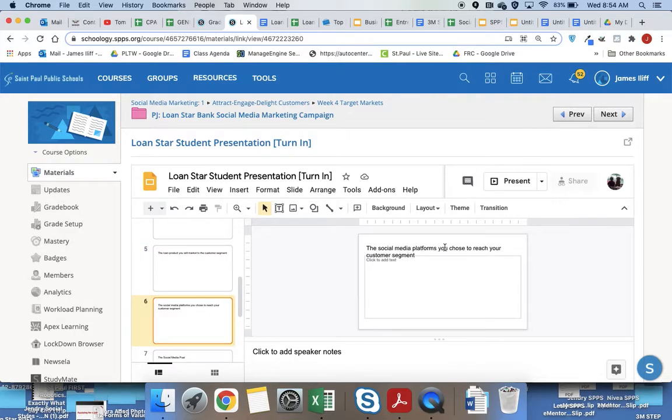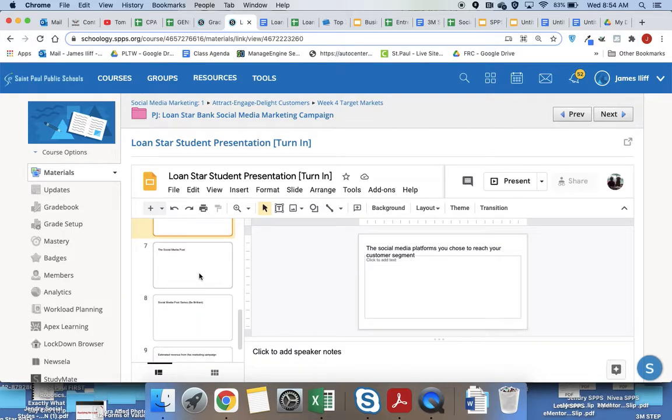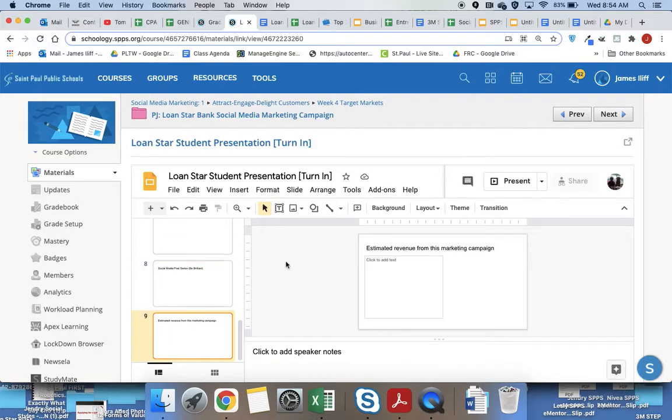The social media platforms you will choose to reach your customer segment. The social media posts that you guys create, each of you are going to create your own. So you and your partner will create two separate ones. And then a social media series. This is for the Be Brilliant. You can read about that. And then estimated revenue from this marketing campaign. So what are you estimating that revenue is going to look like for this campaign?